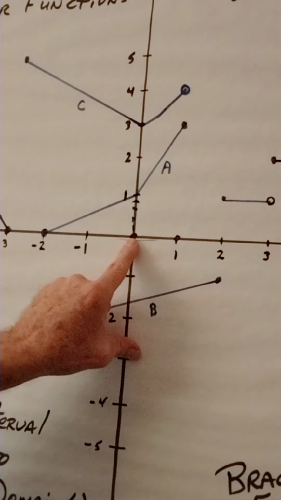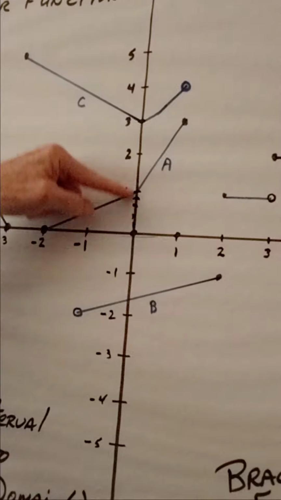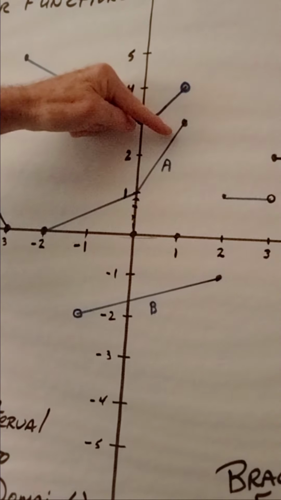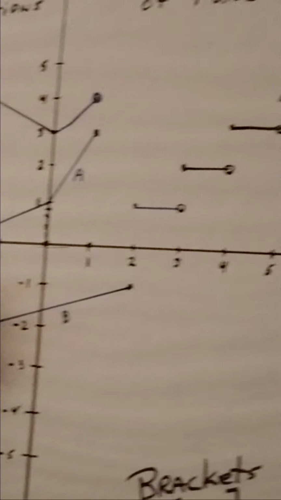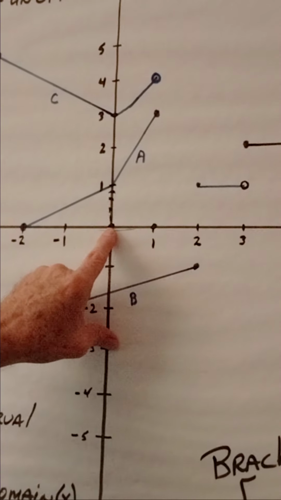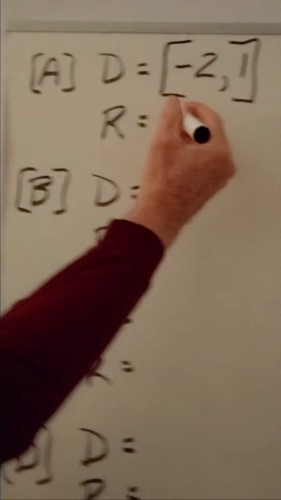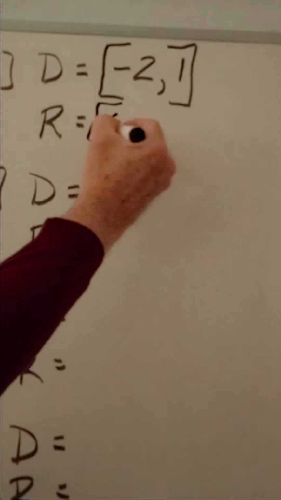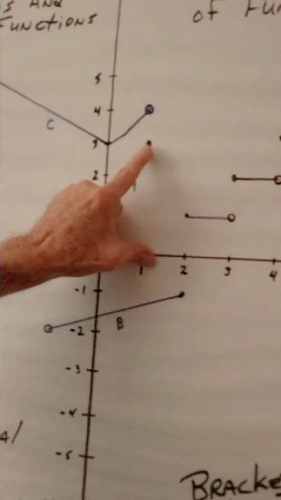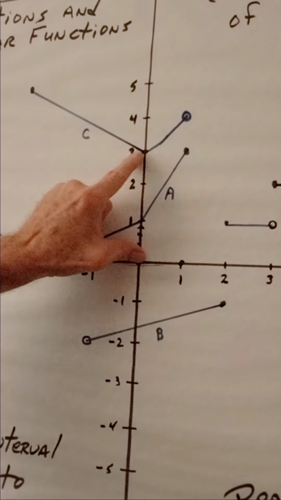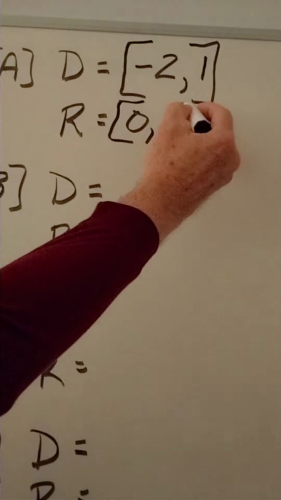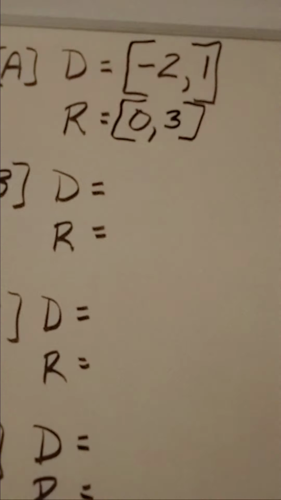This is the lowest. And everything in between has been filled in from that portion of the graph. We go to the range. Move this one over. He's the smallest range value. He's 0. He counts because it's darkened. And the highest range value, I took that point, moved him over, is 3. And he counts. There's the range.